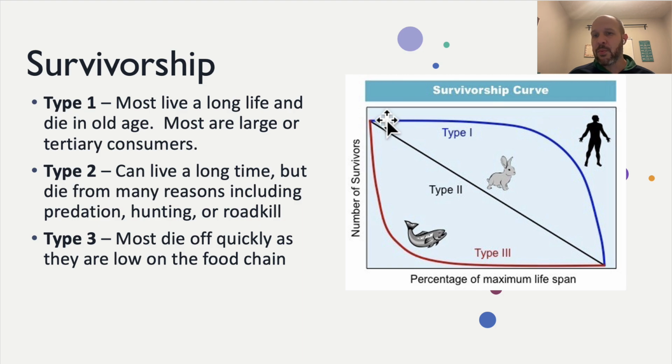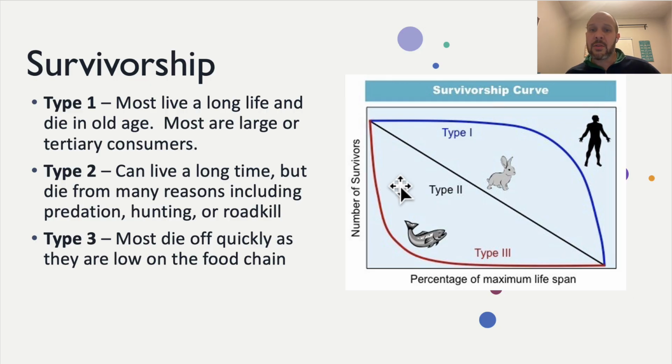So you can see that type 1, like humans or large mammals like elephants or something like that, live really, really long lives. Most of them really live really long lives. And then they get to a point where they sort of succumb to disease or something like that, and ultimately die of old age over here.